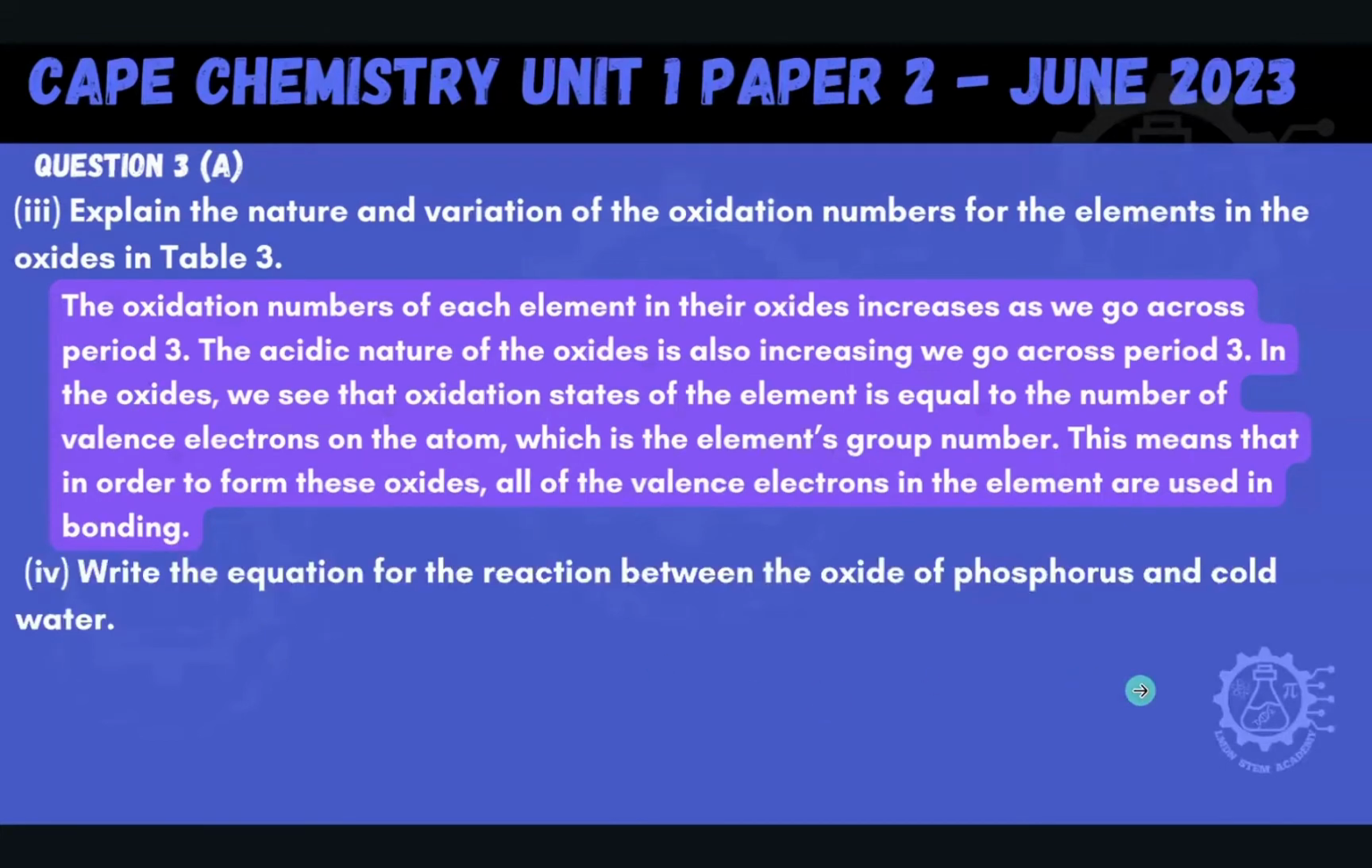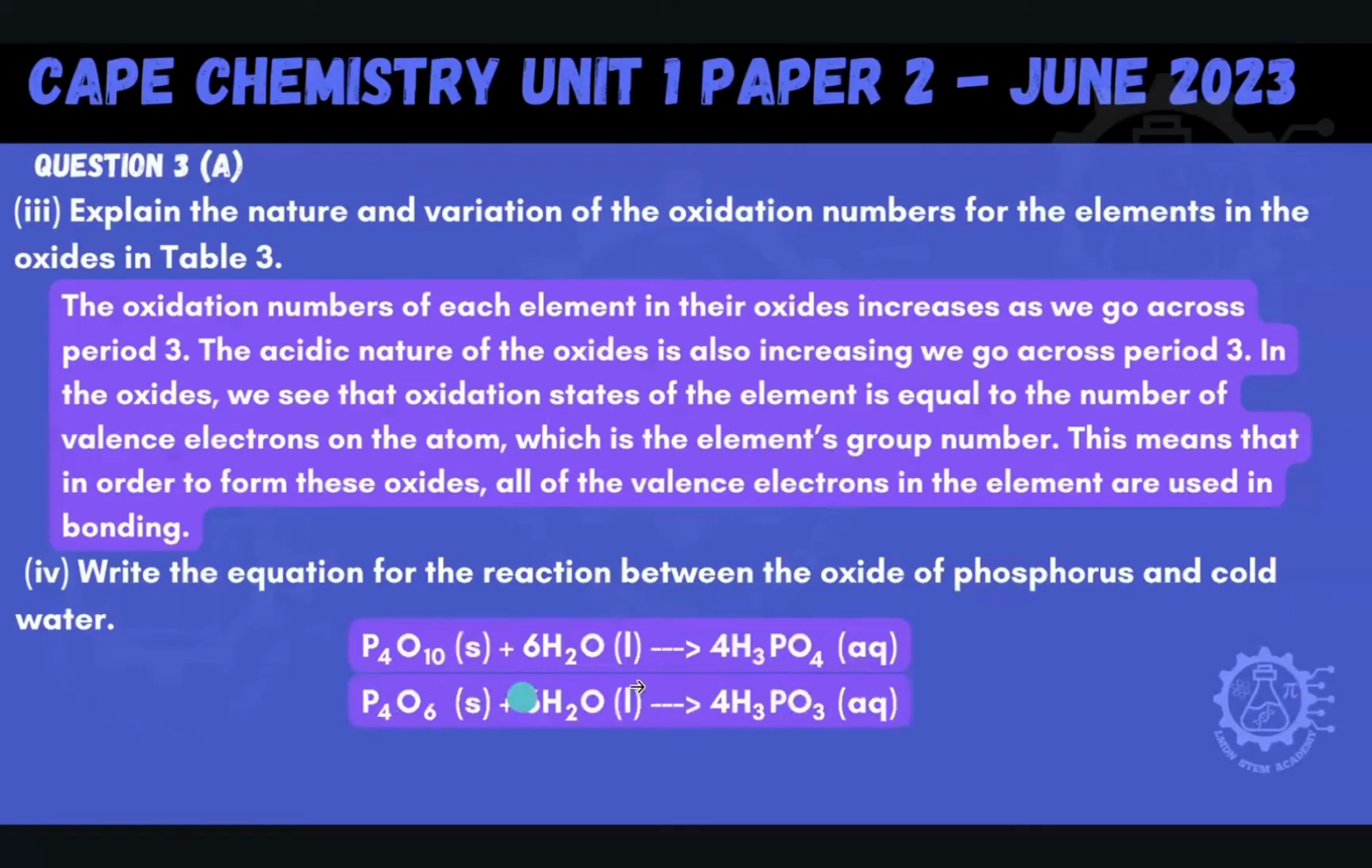All right, so moving right along, we're now asked to write the equation for the reaction between the oxides of phosphorus and cold water. All right, so I've populated 2 equations here. The first one is for the highest oxide, which was in my table. It was P4O10 solid. If I reacted that with water, I would have gotten phosphoric acid. Okay, there are 4 oxygens there, that's phosphoric acid.